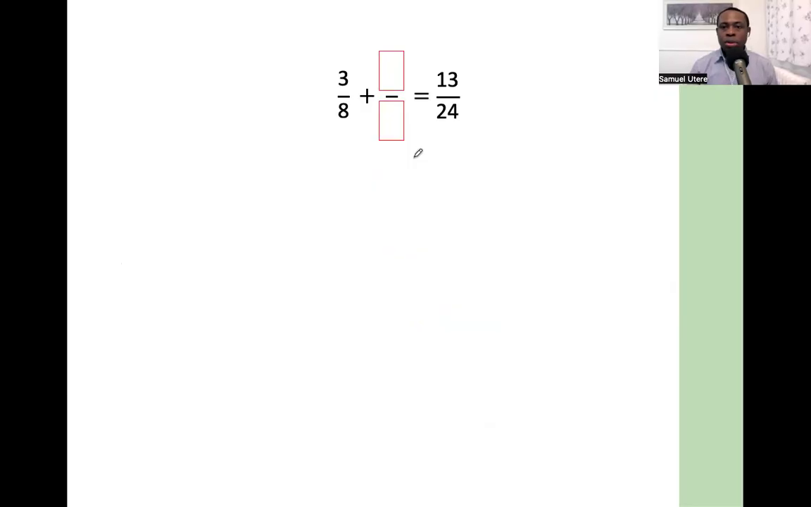What about this one? Can you see the problem we have here? Have a think. What is the common multiple, or what number do you think should be common to the denominator? Of course, you can see it is 24. Now, you can see that to make 8 into 24, we're going to have to multiply by 3.